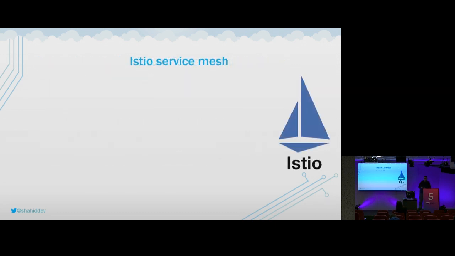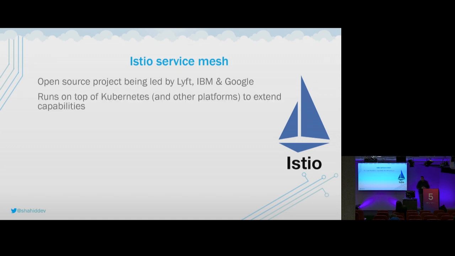So Istio is the most well-known service mesh. It's an open source project being led by Google, Lyft, and IBM. And it runs on top of Kubernetes, but actually does support other platforms as well. So it provides a number of features.